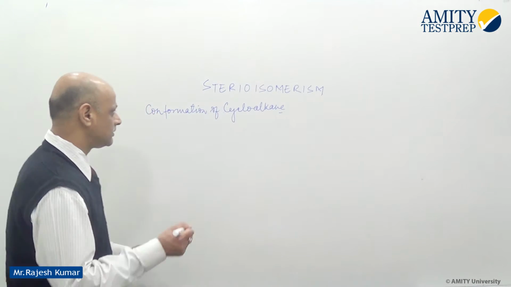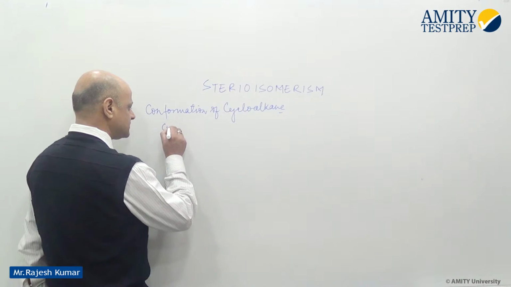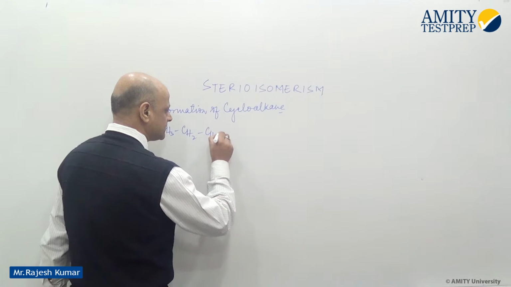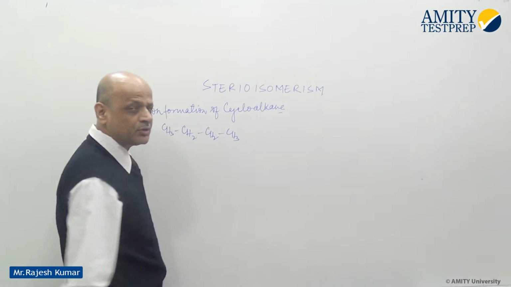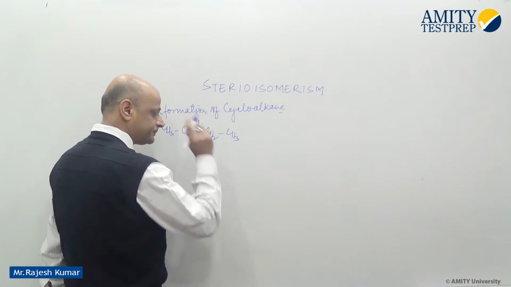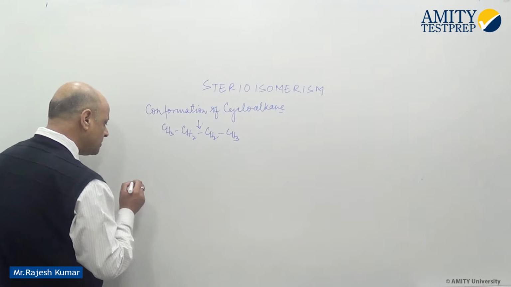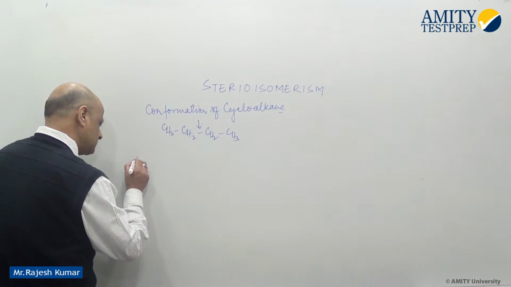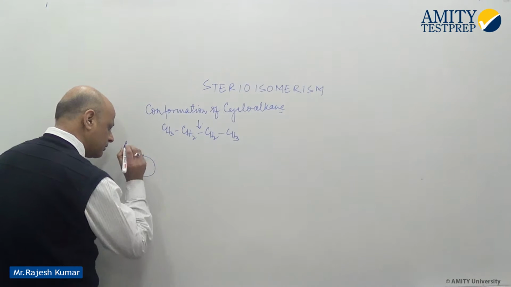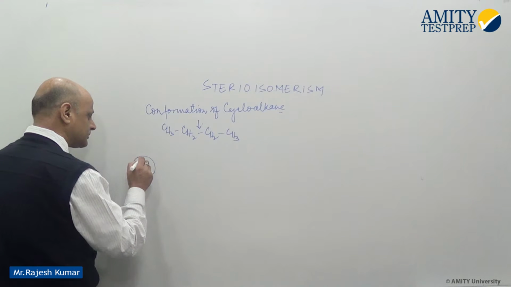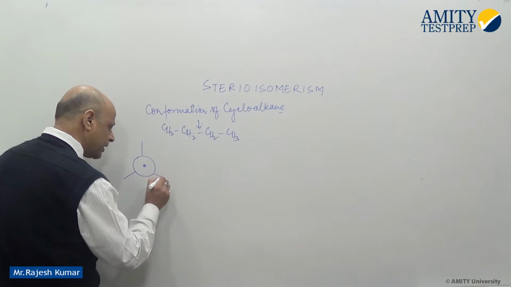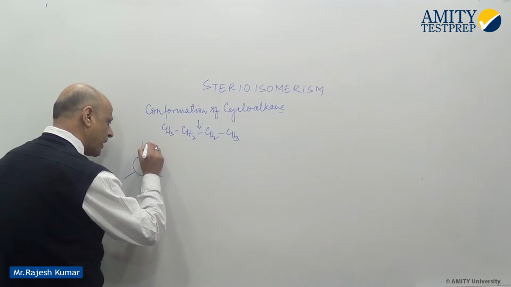See the butane: CH3, CH2, CH2, CH3. This is your butane. We are going to represent the conformational isomerism along this very bond. In Newman projection, the front carbon is represented by a big circle and the last one by a dot, viewed from the front. This bond is the front carbon's bond and this bond is the backward one.